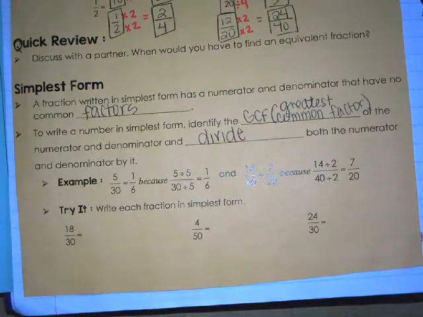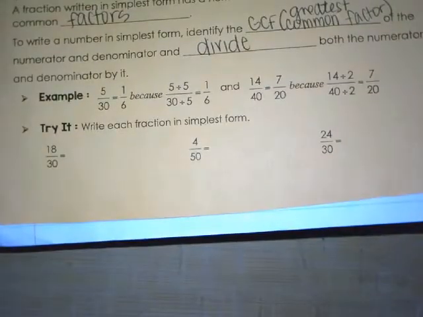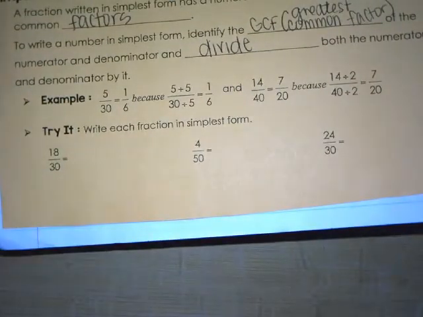All right, so I'm going to show you guys a couple of different things down on these try it problems. I have 18 and I have 30. Technically, the best way to do this, or the quickest way to do this, is finding the greatest common factor, meaning the largest number that goes into both 18 and into 30. That does not mean that you have to, okay?